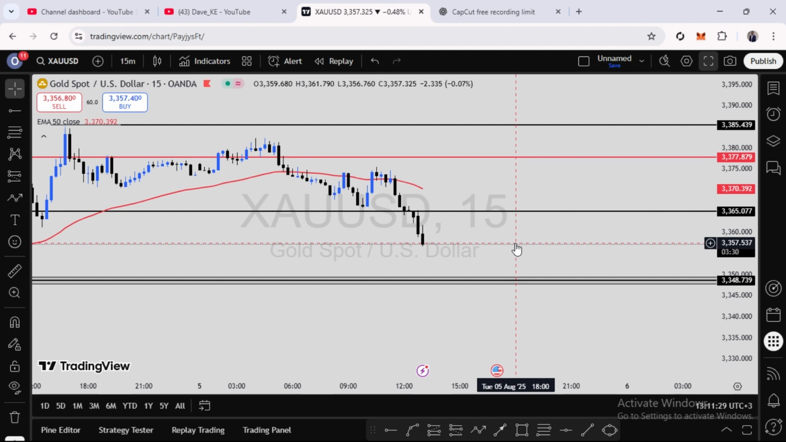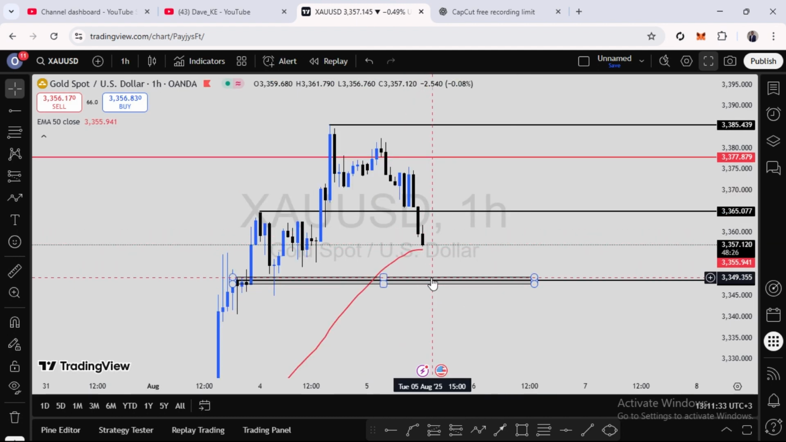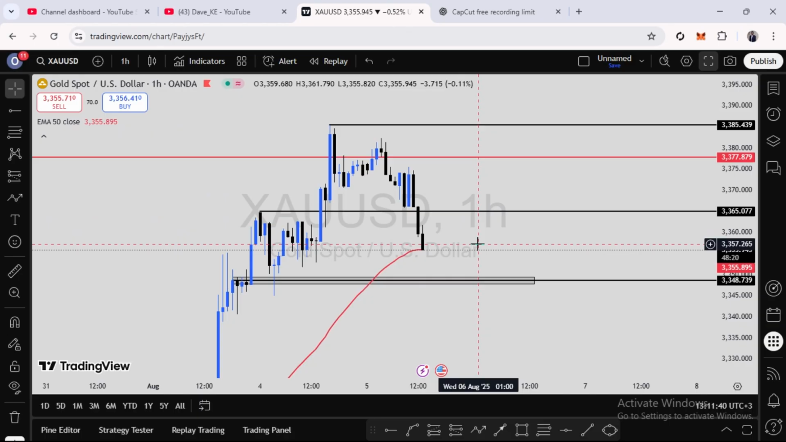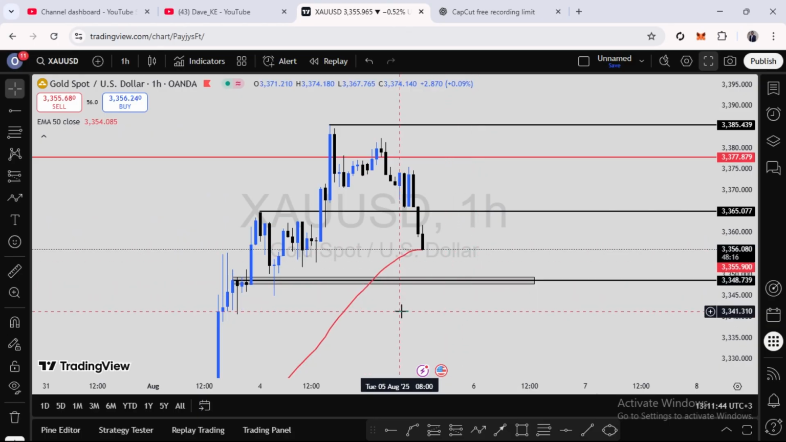So if we go to the lower time frames, we can see the sell is still happening, and I'm sure it will push up to our zone, which becomes our demand zone, after which we will take buys from the demand zone all the way to our highest level of the day.